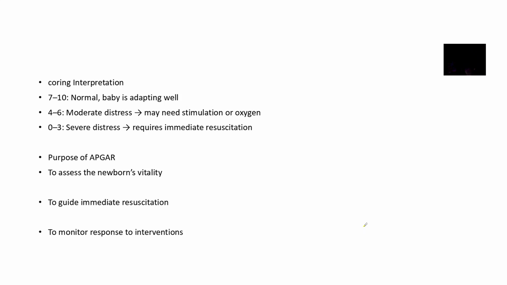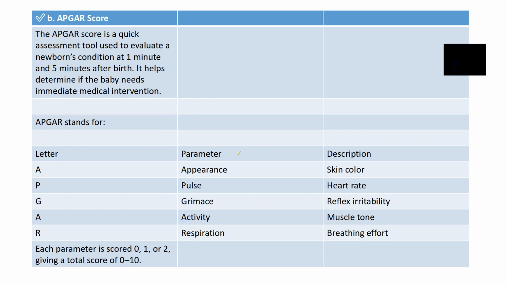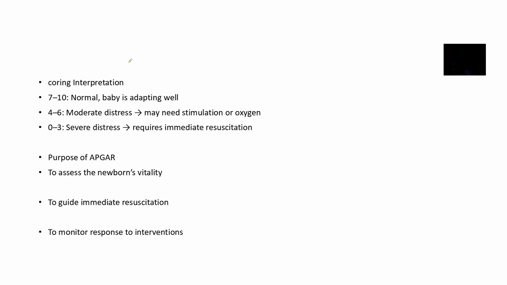Do you have to aid them to breathe, or are they breathing spontaneously? So by the time you score the baby 0, 1, 2 on all these 5 criteria, if you add everything up, if you get between 7 to 10, your baby is normal. If you get between 4 to 6, your baby is moderately distressed, so the baby might need some stimulation or oxygen. Then if you get between 0 to 3, that means the baby is severely distressed and will need immediate resuscitation.